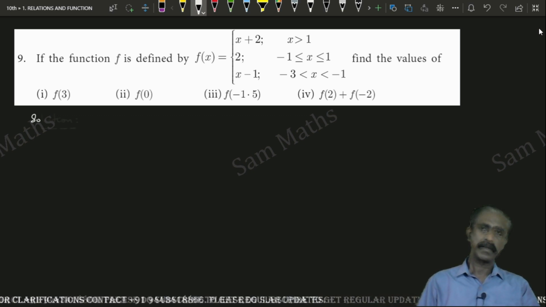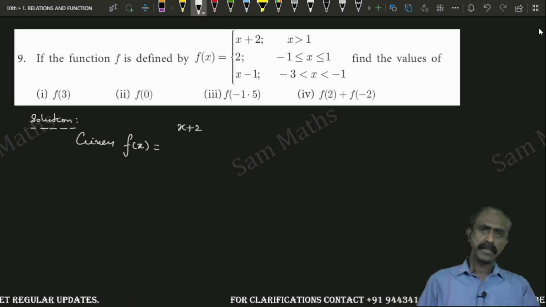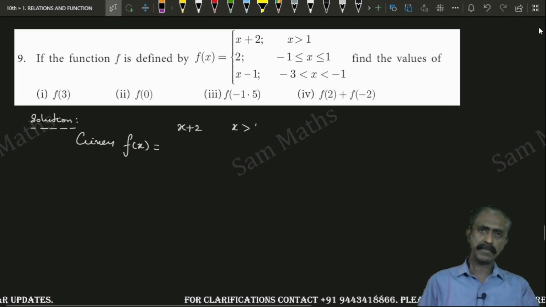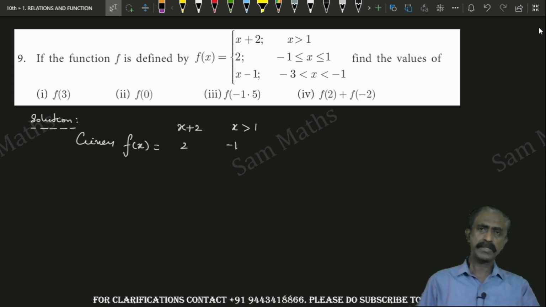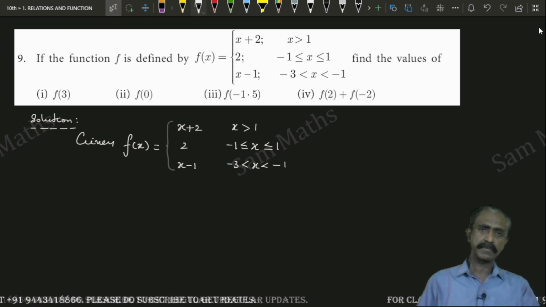Solution: given f of x is equal to x plus 2 if x is greater than 1, 2 if minus 1 less than or equal to x less than or equal to 1, x minus 1 if minus 3 less than x less than minus 1.